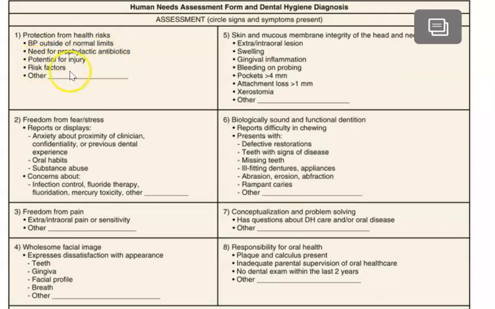So let's look at risk factors first. If they are a smoker, if they are diabetic and it's uncontrolled, so if they're immunocompromised and it can affect their health, I would put that all under protection from health risk. You know, if they're smoking and they are at risk for cancer, right? Potential for cancer, potential for injury, anything that can harm themselves, you want to make sure you circle or you identify the needs under this human needs, which is protection from health risk.